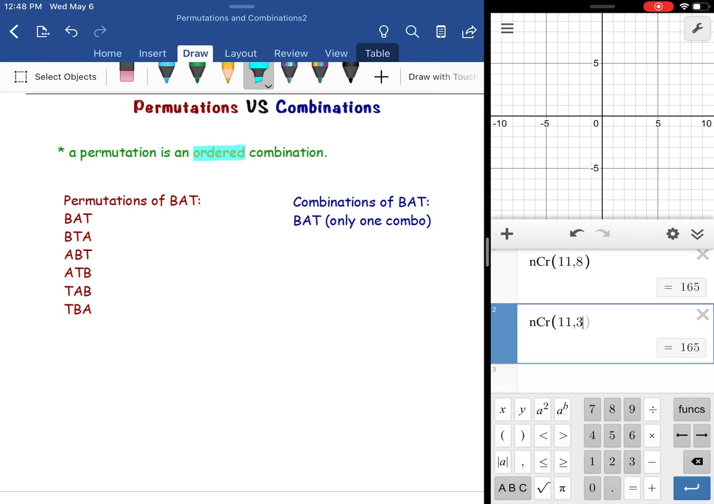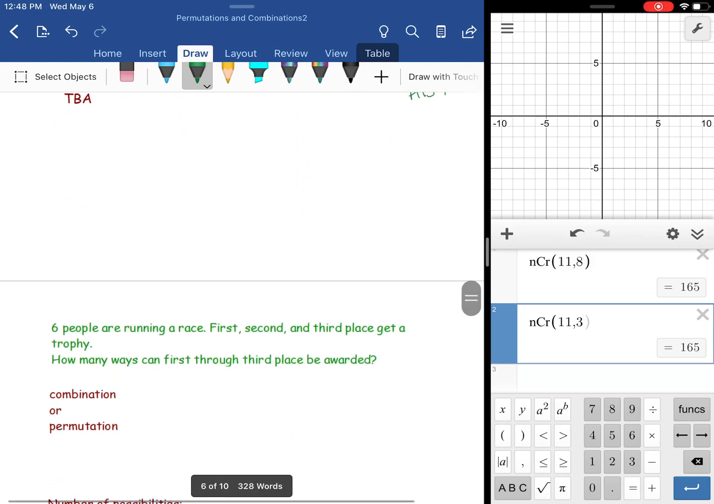So if we look at the word bat, there are 6 different permutations of the word bat, but there's only one combination of the letters B-A-T. Because it doesn't matter if it's B-A-T or T-A-B or A-B-T, they're the same combination of letters. And that's the difference. Permutations, all of those different orders matter. Combinations, we don't care what order they're in. We just care that they're letters B-A-T.